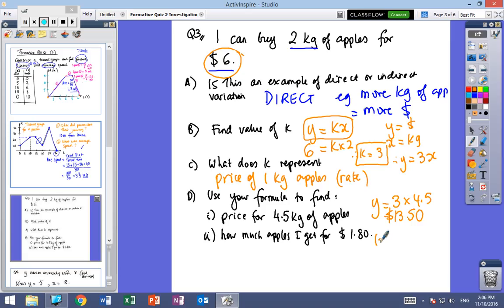And the last one, we've got $1.80 equals 3 times x. Still the same formula, y equals 3x. So x equals $1.80 over 3, which is 0.6. So that's going to be 0.6 kilograms, how much you're going to get for $1.80. Okay, so that's an example of direct. Come across when you're ready.